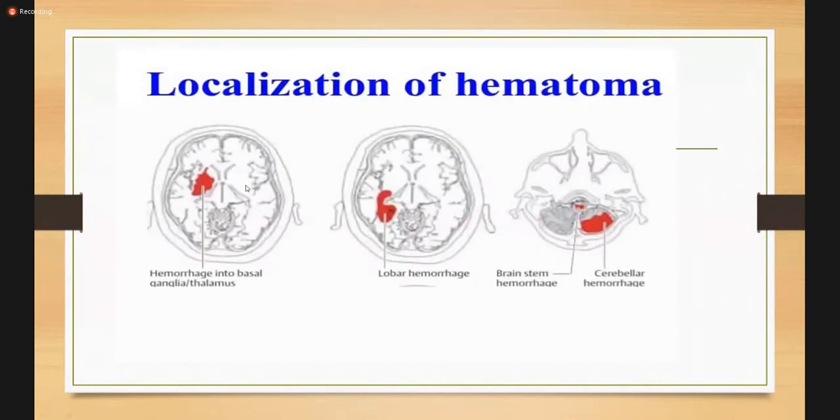The most common localization is hemorrhage into the basal ganglia or thalamus. Other common sites are lobar hemorrhage, brainstem hemorrhage, and the cerebellum. These are least common, but the most common is basically putaminal hemorrhage. Cerebellar hemorrhage and lobar hemorrhage are very lethal and lead to death, and we need urgent evacuation in these cases.